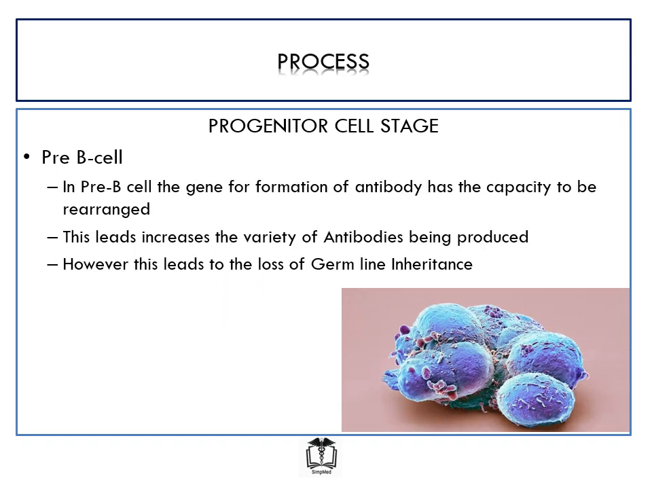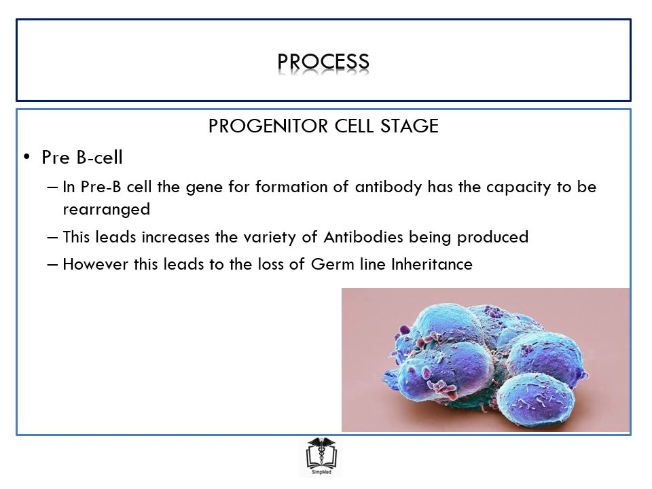So let's focus a bit on the concept of gene rearrangement. In a pre-B cell, the gene for formation of antibodies has the capacity to rearrange, and this leads to an increase in the variety of antibodies that can be produced. However, this leads to what we call loss of germline inheritance, and I'll explain what this means. So think about a B cell. The purpose of a B cell is the production of antibodies or immunoglobulins. For antibodies to be formed, it usually requires the central dogma of life, which is the process of replication, transcription, and translation of mRNA into protein, and the proteins would eventually give rise to the antibodies.